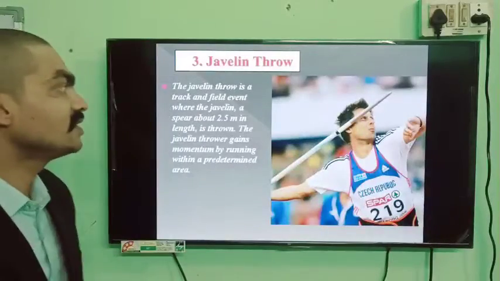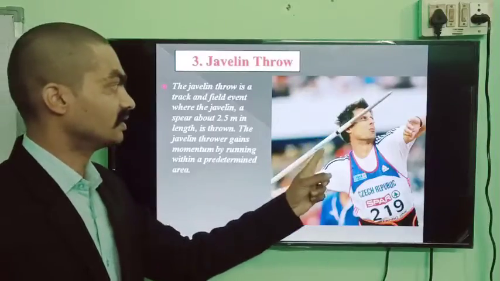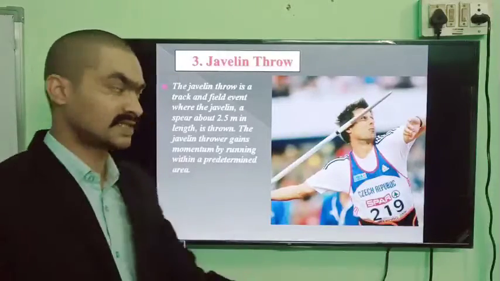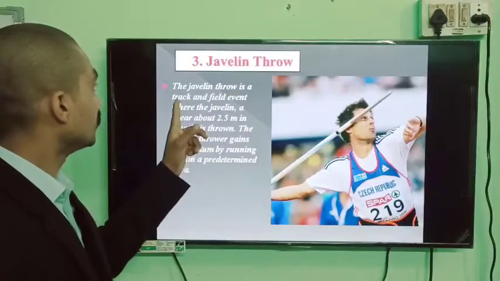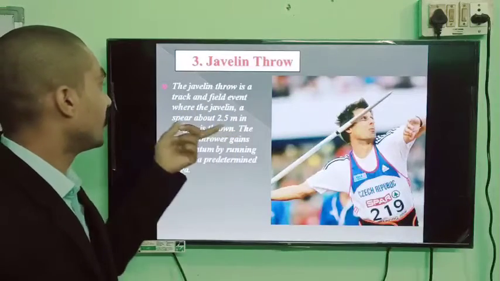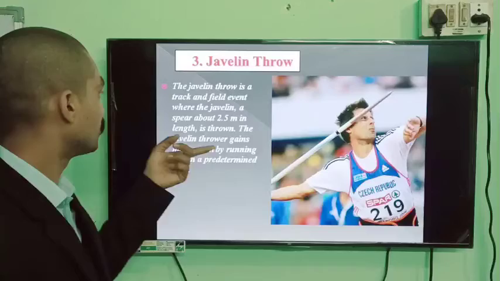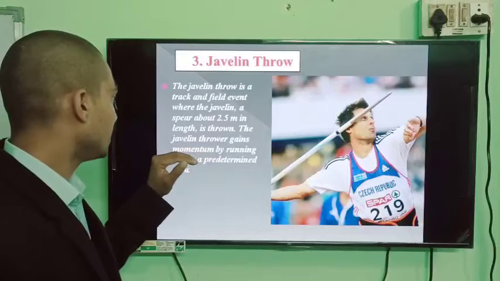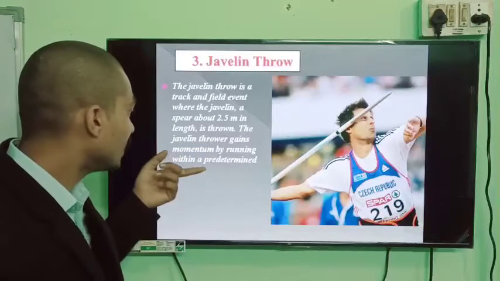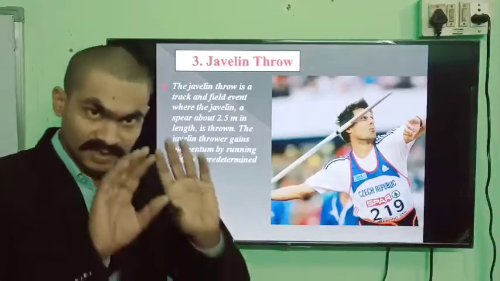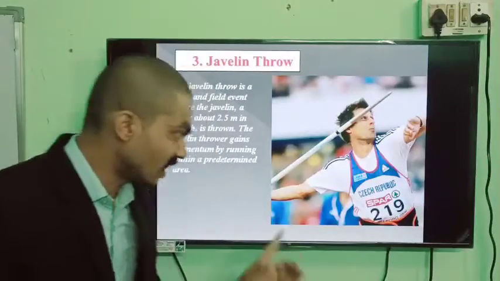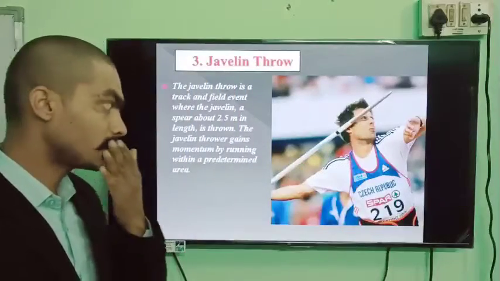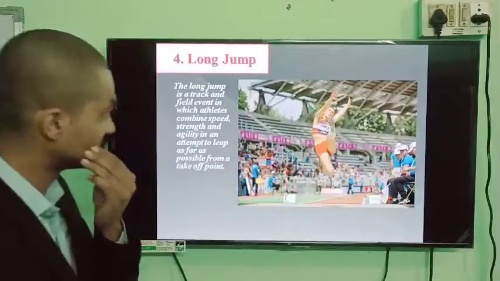Next is javelin throw, bhala fek. This is the javelin. It should be thrown so that it covers the maximum distance. The javelin throw is a track and field event where the javelin is a spear about 2.5 meters in length, about 7 feet. The javelin thrower gains momentum by running within a predetermined area. There is a fixed area in which the athlete has to run, and then throw. So this is a javelin throw. Correct?